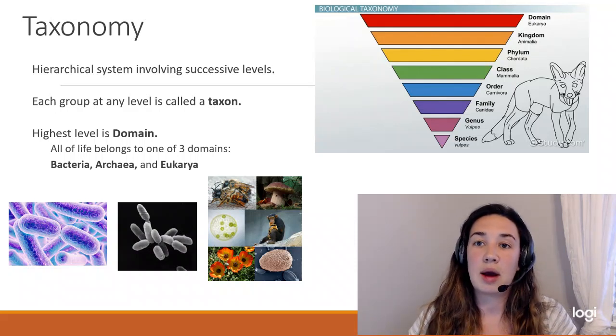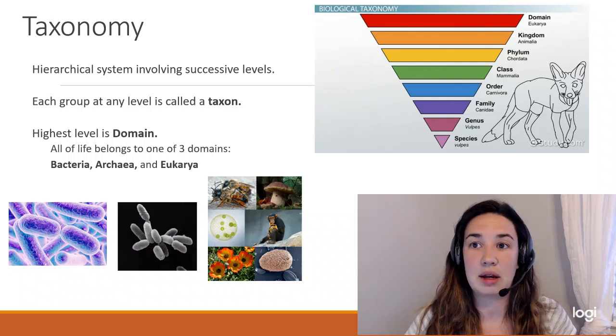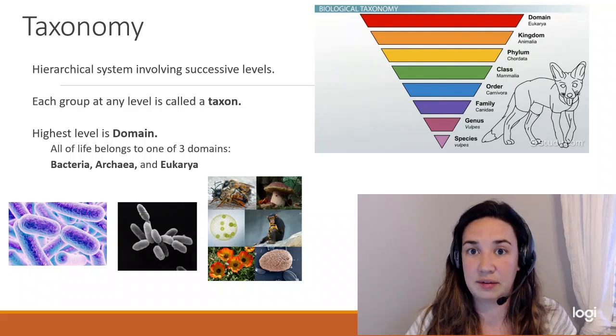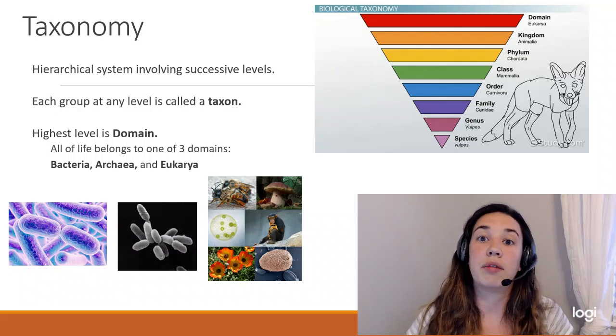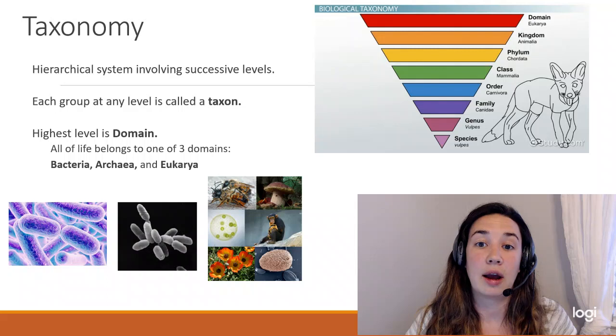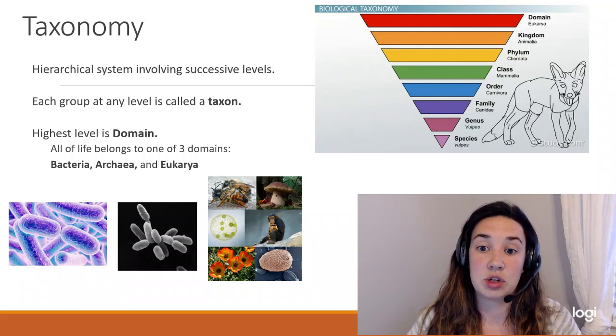So it can be any of those. Now, when we talk about this hierarchical system, the highest level that we're talking about is domain, which is the overarching umbrella, the largest domain that encompasses all of Earth's living creatures. So all of life belongs in one of three domains that we have. So we have bacteria, archaea, and eukarya. All of these three domains exist, and we belong under one of these domains, which is the eukarya.